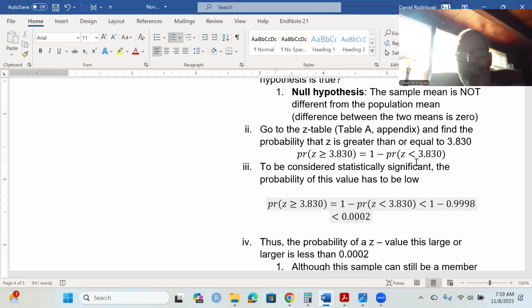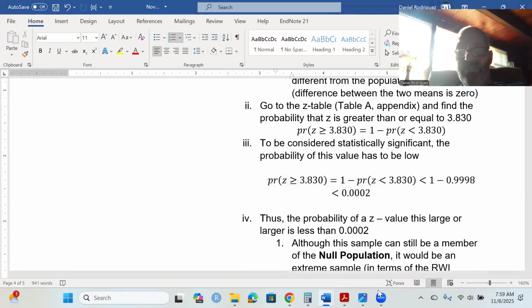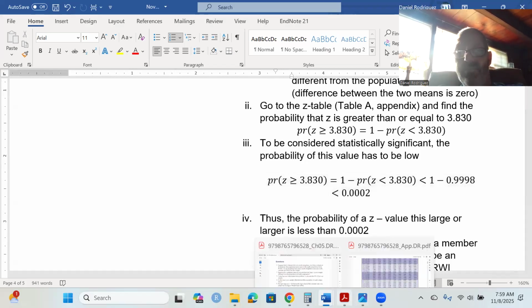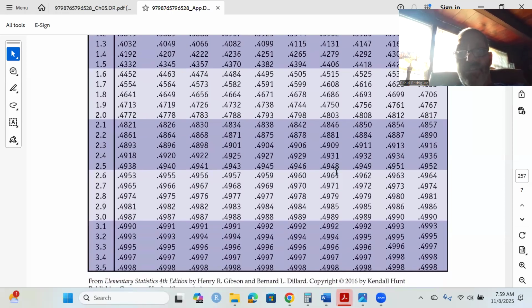Infinitesimally, I think that's how you pronounce it, small. All right, so let's take a look at this value here. So I did it for you here. So I need to find a 3.830 in that table. Generally, you wouldn't be using a table for this. You'd be going to the book.